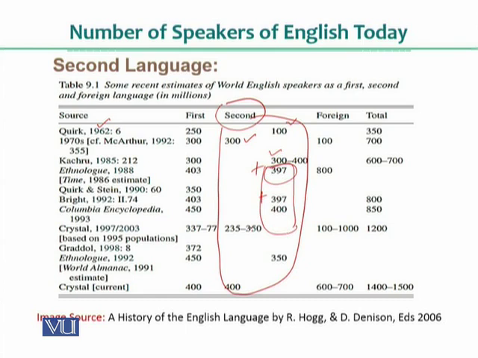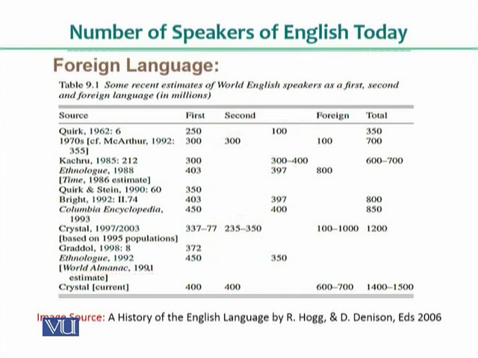And Kachru in 1997 and 2003 said that the number is 235 to 350 million people. Ethnologue also confirms the same number in 1992, and the same number is agreed upon from this source as well. So, a very modest idea would be of a number that is approximately 350. However, generally, somewhere between 350 to 400 million people.